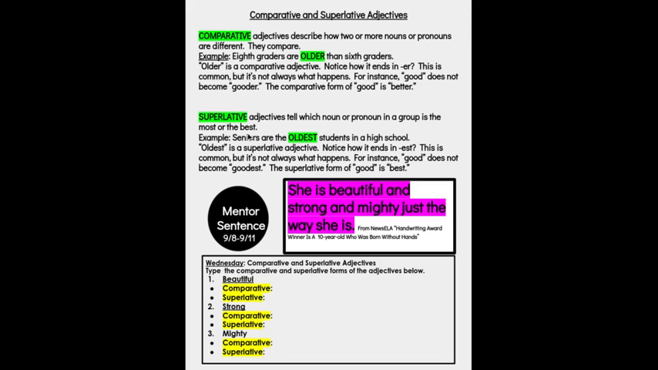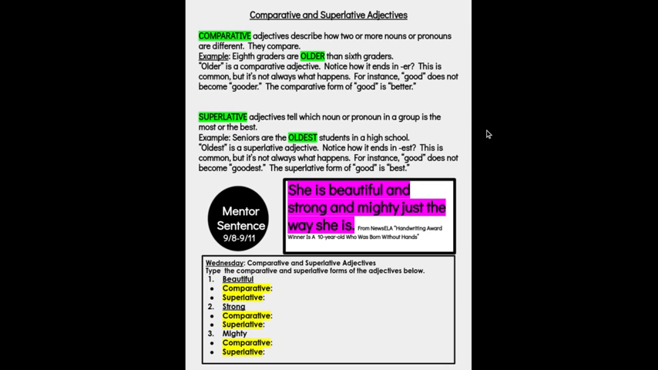For superlative adjectives, that tells which noun or pronoun in a group is the most or the best. So here's an example. Seniors are the oldest students in a high school. Oldest is a superlative adjective. Notice how it ends in EST.